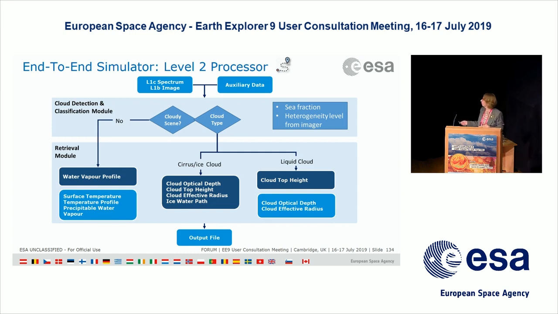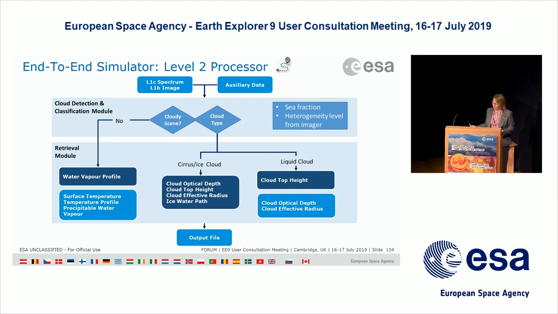If it's a clear scene, then we perform a water vapor profile retrieval, and we also retrieve some auxiliary parameters. For a liquid cloud, you only look at the cloud top height, and in some cases you can get some cloud optical depths and cloud effective radius. But for cirrus and ice clouds, the main target for clouds for FORUM, you get the cloud optical depth, the cloud top height, the cloud effective radius, and from the radius and the optical depths, you can calculate the ice water path. And this then writes an output file.